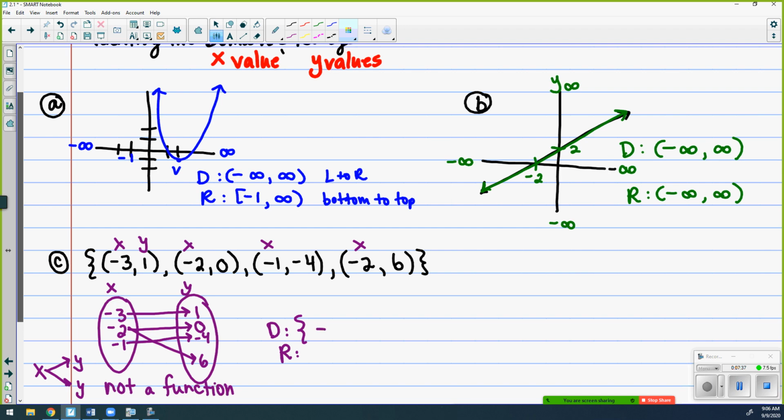So what I'm going to do is just list the x values in a set in numeric order. So -3, -2, -1, and then I don't need to list the -2 twice, only list each number once. And then the range will be all of the y's. Again, I try to put them in numeric order. It's a set of numbers because it's a discrete set of ordered pairs, like standalone ordered pairs. The lowest was -4, and then next in line would be 0, and then I should go 1 and 6. So there's my domain and range in set notation.